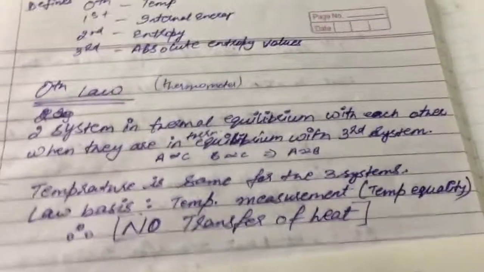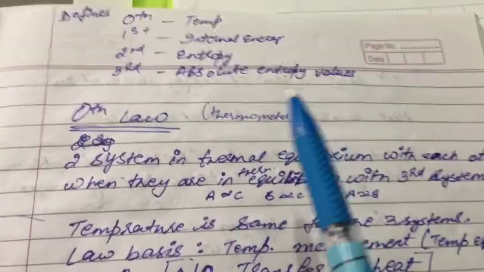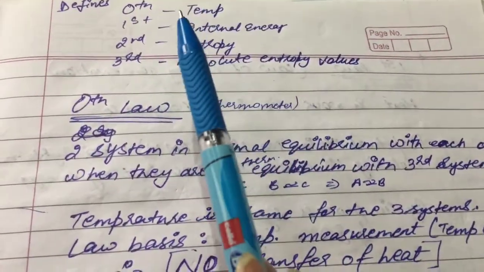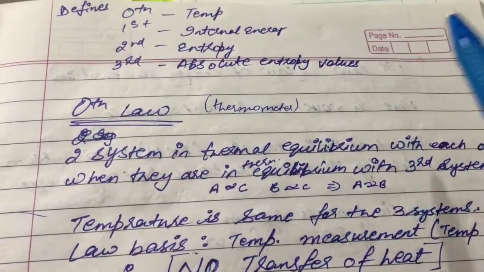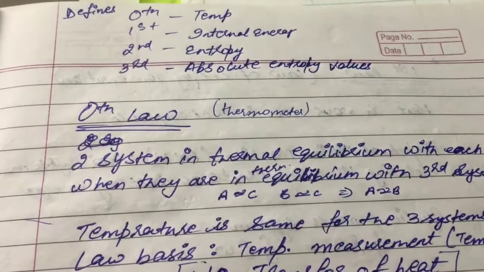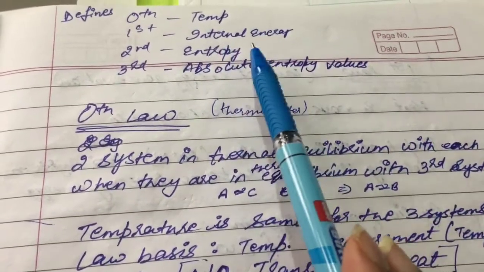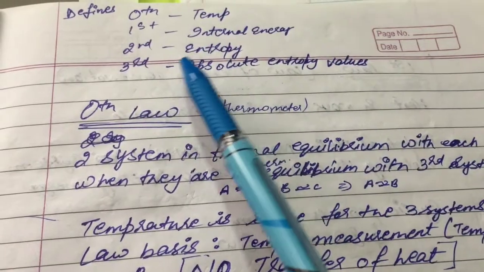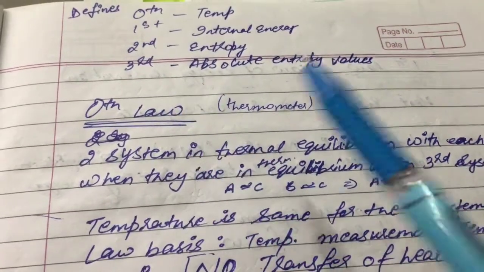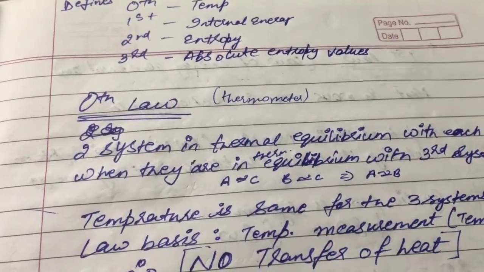The four laws of thermodynamics are zeroth law, first law, second law and third law. The zeroth law deals with temperature. First law is based on internal energy, second law is based on entropy, and third law is based on absolute entropy values.